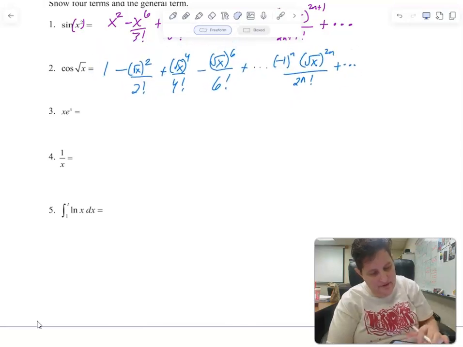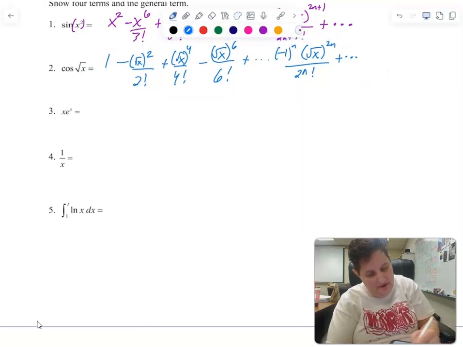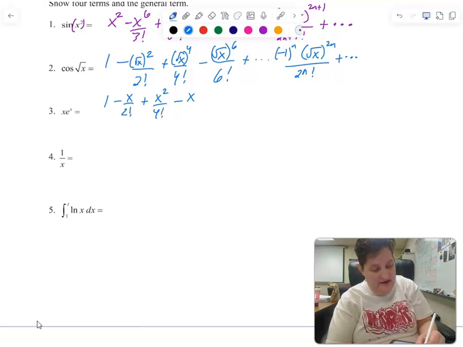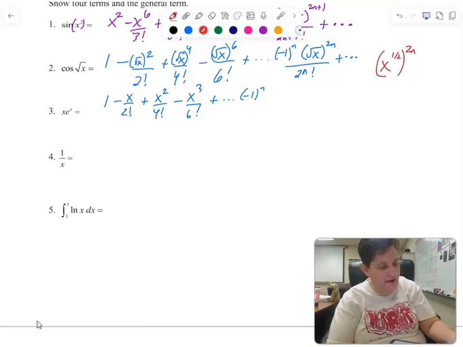Let me move this up a little bit so we can see. I have space. These are all very close together. So, square root of x squared is just x. Square root of x to the fourth is x squared. Square root of x to the sixth is x to the third. So it's alternating. Square root of x to the 2n is like x to the 1/2 to the 2n, so that's just x to the n, right?